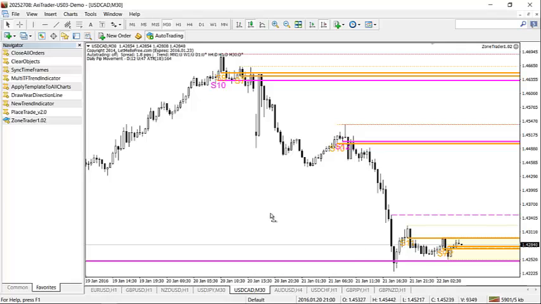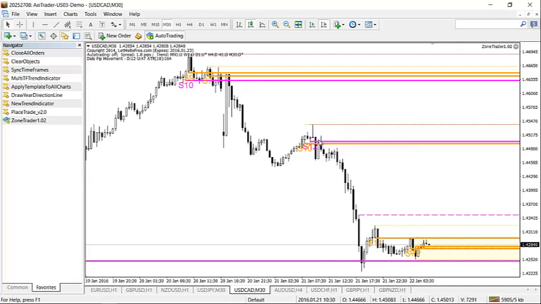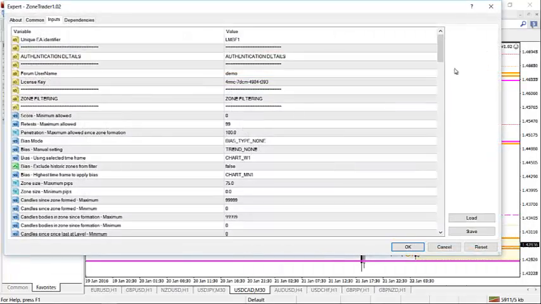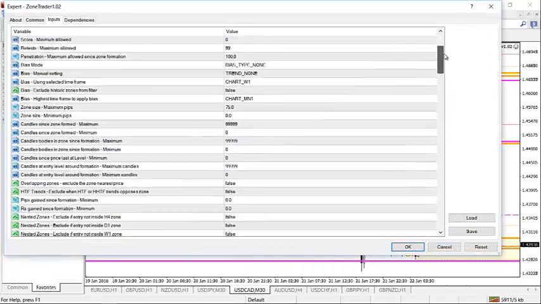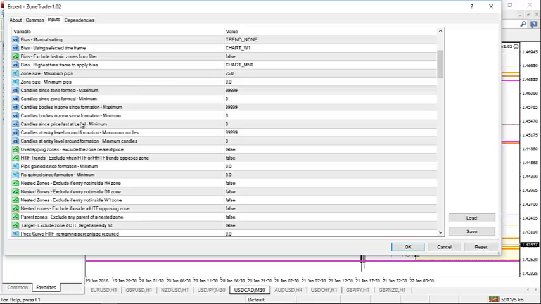We may only be interested when price has only just left the zone. So in these instances, maybe where there's been a quick retest, that's where that might come in useful. Continue down, looking at some of the other types of parameters we have. The candles since the price was last at that level.